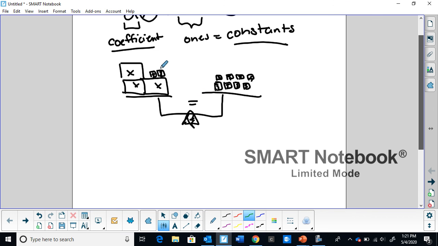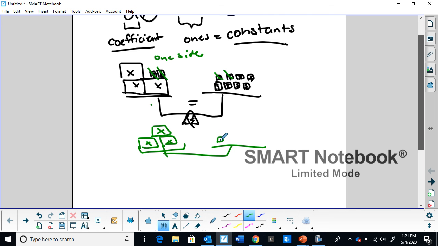When that happens, all right, to figure out the x's, first I got to get rid of these constants, these 1s. So I'm going to take them away. But what I do to one side, I have to do to the other because now my scale is going to be unbalanced. If I take away 2 from one side, I have to take away 2 from the other side. Okay, so now my new scale would be 3 packages that we don't know how many is in each. And we would have 1, 2, 3, 4, 5, 6 ones on each side.